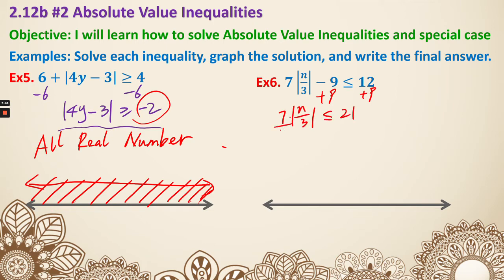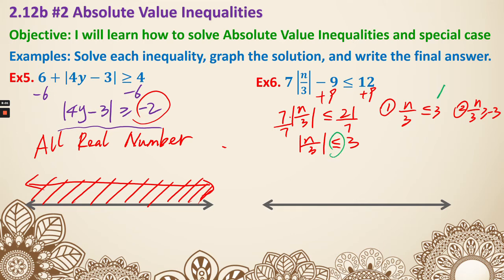Then we're going to need to divide both sides by the 7. We are going to get n over 3 is less than or equal to 3. Case 1, just copy it down, less than or equal to 3. Case 2, greater or equal to -3. And the connection word, because it is less than or equal to, is going to be and. So the first one, after you finish solving, it's going to give you n is less than or equal to 9. Second one, n is greater or equal to -9.